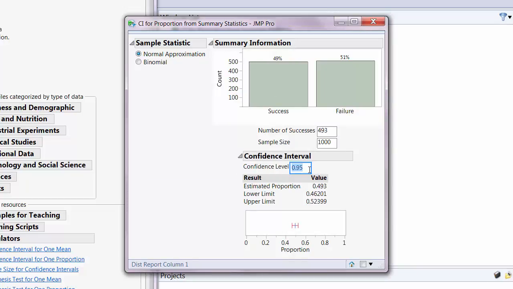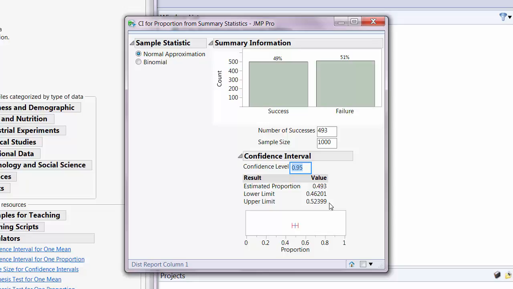Alright, and after you type in your confidence level, this is what the results will look like. So at the top, they draw you a bar graph of what your sample results look like. So we had 49% successes and 51% failures in our sample. Down here under results, we're first given our estimated proportion. So this is the sample proportion, which was 0.493. And then we're given the lower limit of the confidence interval and the upper limit of the confidence interval. So we see to 5 decimal places our lower limit is 0.46201 and our upper limit is 0.52399, and this agrees with what we did by hand.